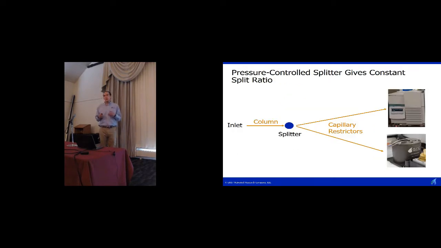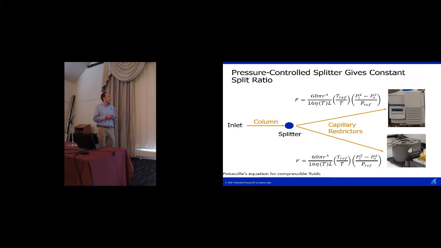So getting into a little bit about the theory behind these splitters. This is just a schematic of what's happening with the split. So you have an inlet and then a column that goes to the splitter, and then the splitter goes through the mass spec and the Polyarc with two capillary restrictors. And the flow in both of the capillary restrictors is governed by Poiseuille's equation for compressible fluids. And this is the same equation that all the GC manufacturers implement into their software to calculate the flow through the column. So the ratio of the flow that goes to the mass spec versus the Polyarc is just dependent on the parameters shown here.